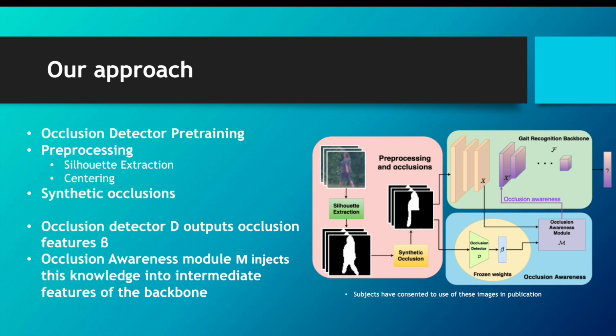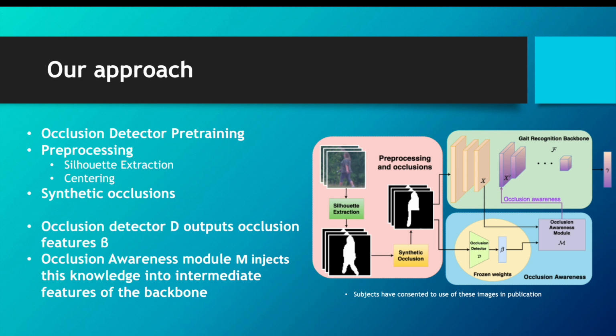So this is the overview of our gait recognition pipeline. We obviously train the occlusion detector as a pre-training step. Then we extract silhouettes from the RGB video, we perform centering, cropping, and then we also apply synthetic occlusions. Now, this synthetically occluded video is sent both to the gait recognition backbone and the occlusion detector. One of the intermediate features of the backbone, let's say X, is taken and it's combined with the occlusion features beta in the occlusion awareness module, which outputs an occlusion aware version of X, say X prime.